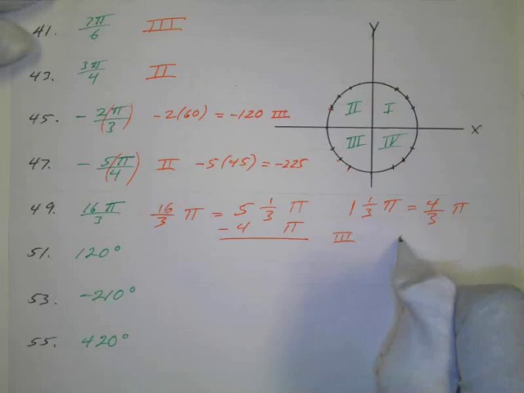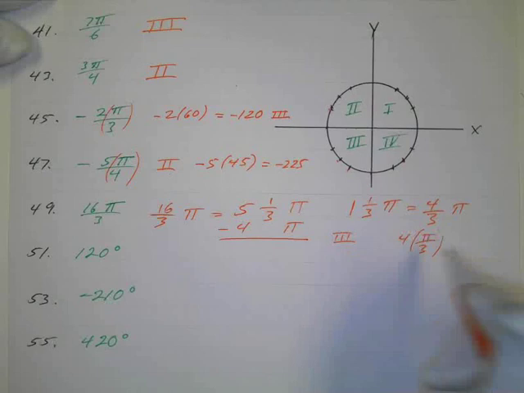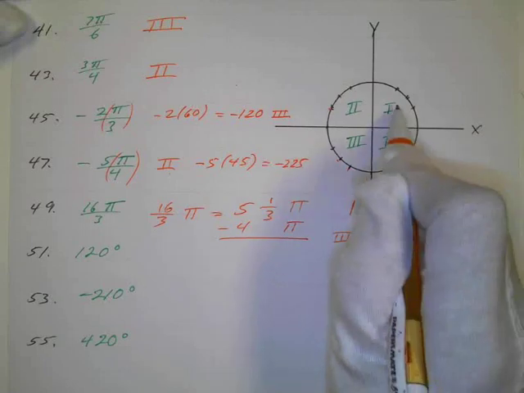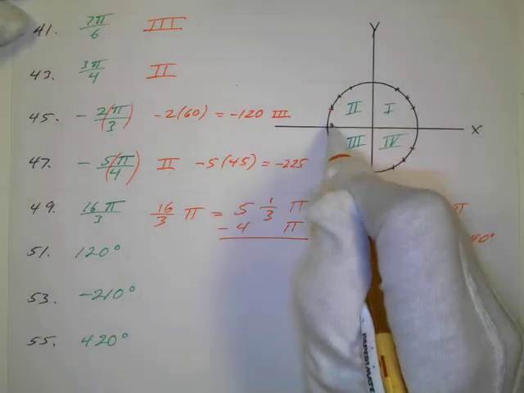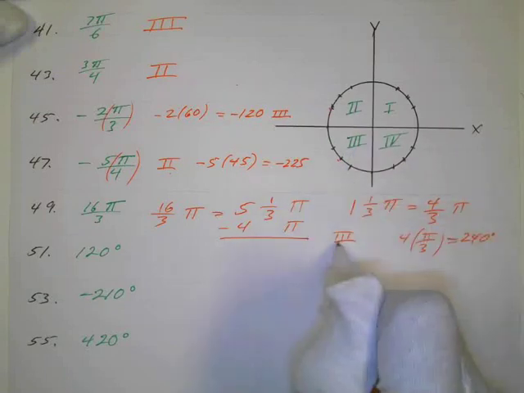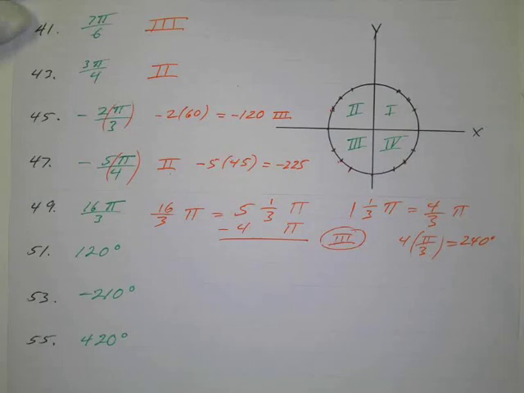And another way to think of it is we could say this is 4 times pi over 3. And remember, pi over 3 is 60 degrees. What's 4 times 60? 240 degrees. And again, this is going to be 90, 180, 270, so 240 is right here. So again, that puts me in quadrant 3. So there's several ways to think about that. Kind of noodle it out. You won't have any trouble.